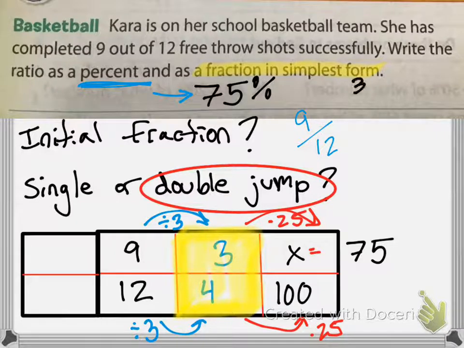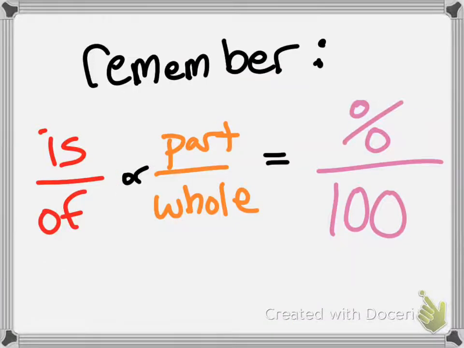So it's 75% or 3/4. Those two mean the same thing. 75% and 3/4 mean the same thing. Okay? So remember, is over of, or part over whole, is going to be percent over 100. So we see this. That's what we need to know.